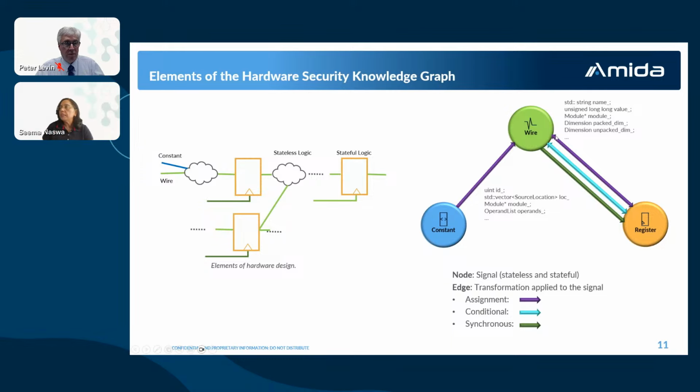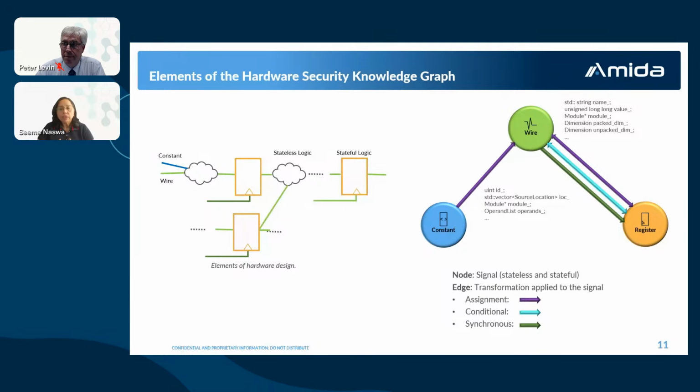And edges represent the transformations that happen between these signals. There are multiple types of edges, like the purple one here, which is showing you assignment or data transformation. The cyan one is showing you the control transformation. The green one represents synchronization. Edges also have their own attributes, for example, the type of reset signal, is it synchronous or asynchronous, and how many bits were actually used in the transformation. So this knowledge graph represents signals, their relationships, and their specific attributes.